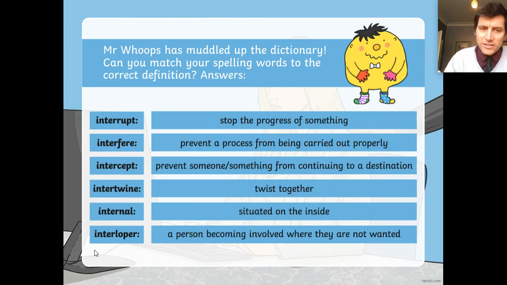Okay, let's see how you got on. So we've got interrupt as our first one, which is stop the progress of something. Preventing a process from being carried out properly is to interfere. Intercept is when you prevent someone or something from continuing. Twisting together is when you intertwine. Internal is when it's inside you, and an interloper is somebody who comes along and is involved where they're not wanted, an interloper.